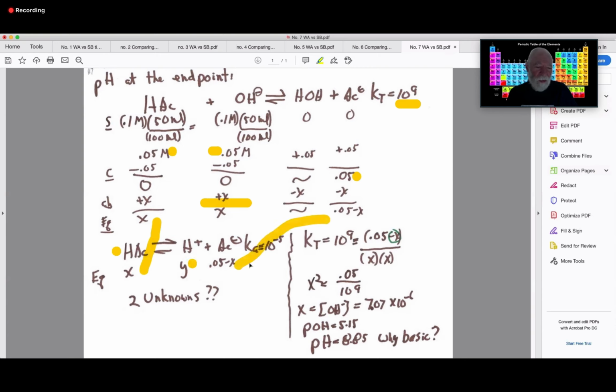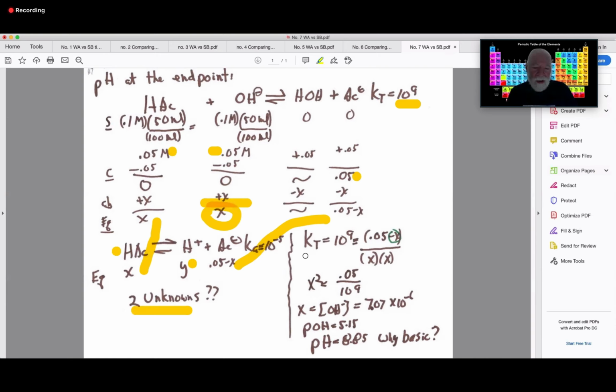Now you should notice a major problem at this point. There's two unknowns. We don't know x, and we don't know y. So here's a case where we cannot use the shortcut. We must use the titration equation itself to find the value of x, which is going to give us the hydroxide ion concentration. So we're going to have to get pOH, therefore pH.